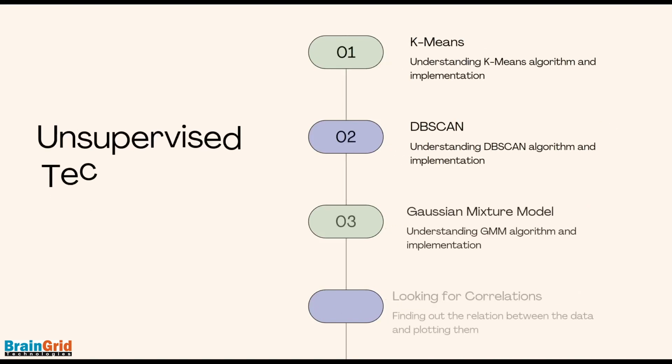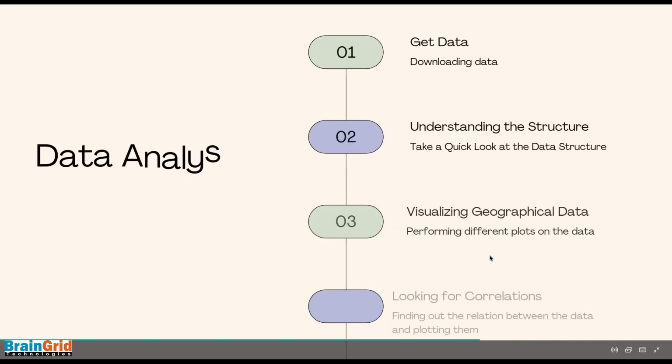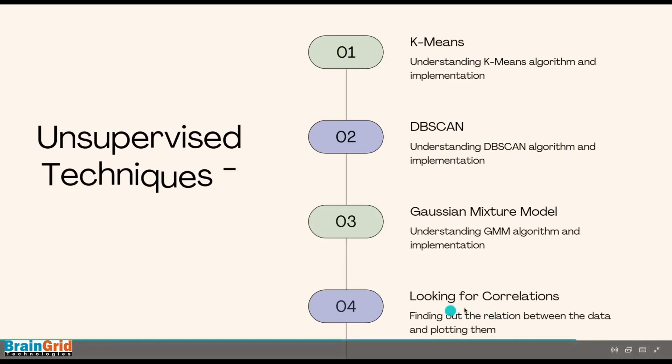All right, and then last but not least, the unsupervised techniques, that is clustering. Here is where we don't have the labels, we just have the data, and we don't have anything labeling the data. So we don't have any prior knowledge about the data, but we just want to perform some machine learning. Then we'll be using clustering techniques, that is unsupervised techniques. We'll go through different algorithms: k-means, DBSCAN, GMM, Gaussian mixture model, and yeah. And we'll also look for correlations, and we'll plot them. This fourth and fifth pretty much stays the same.